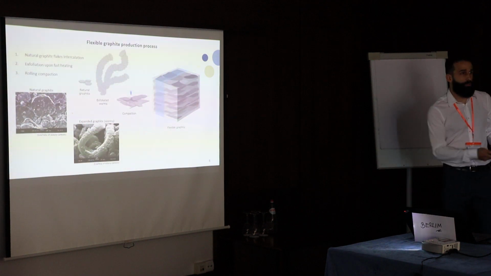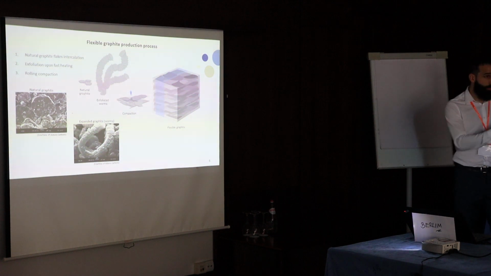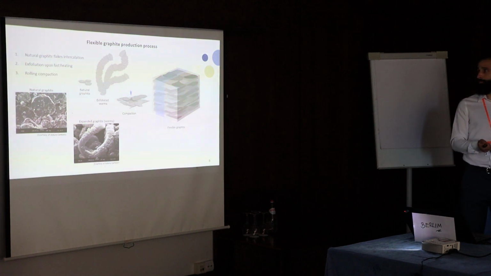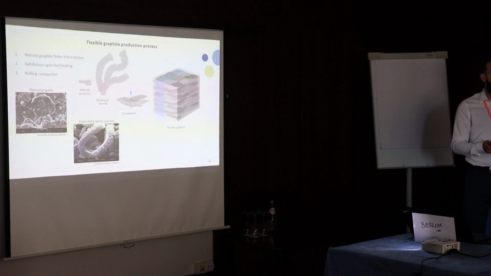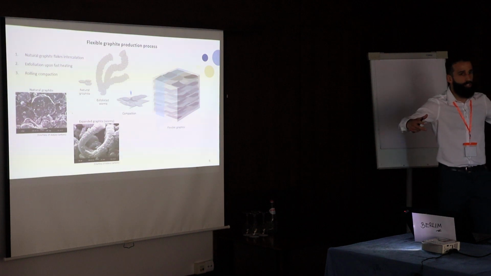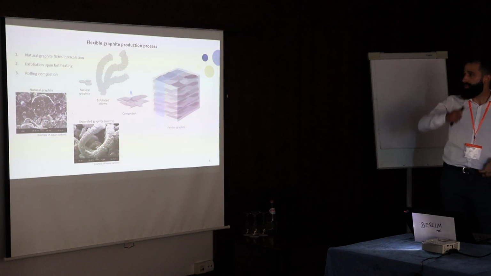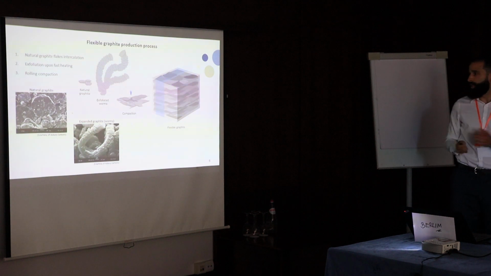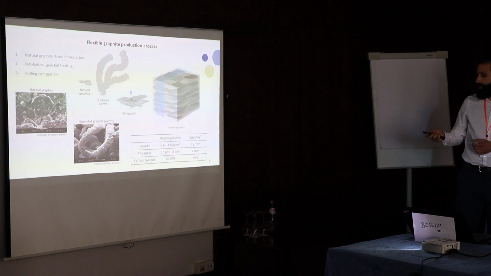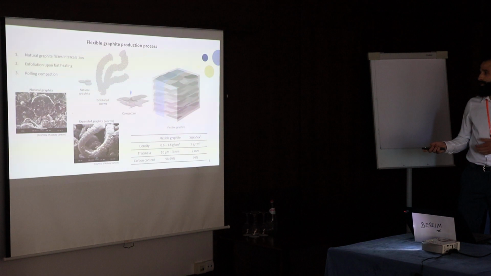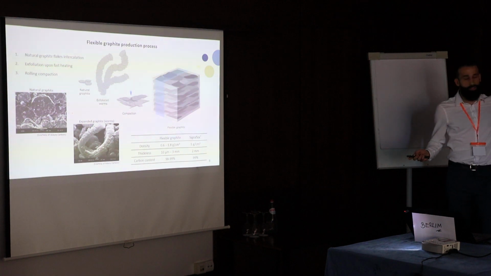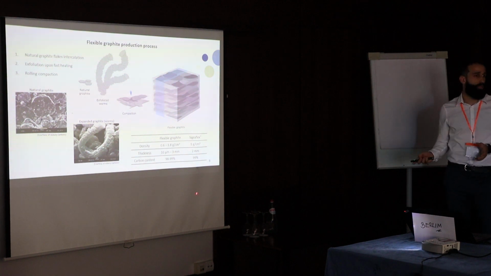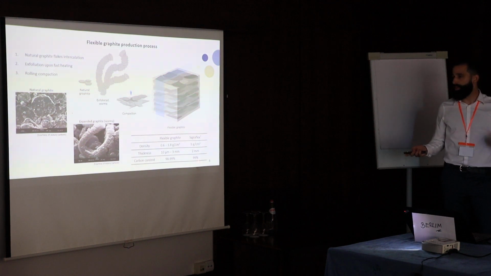So what is flexible graphite? I don't know if some of you know already, but it's made by rolling compression of these small particles that have some sort of accordion-like shape, or worms. We call them worms. They are crushed together by rolling, and eventually we obtain a material that, in our case, for example, has 1 gram per cubic centimeter density. It's provided in sheets of 3 millimeters thickness, and it's basically pure carbon, more than 99% carbon content.